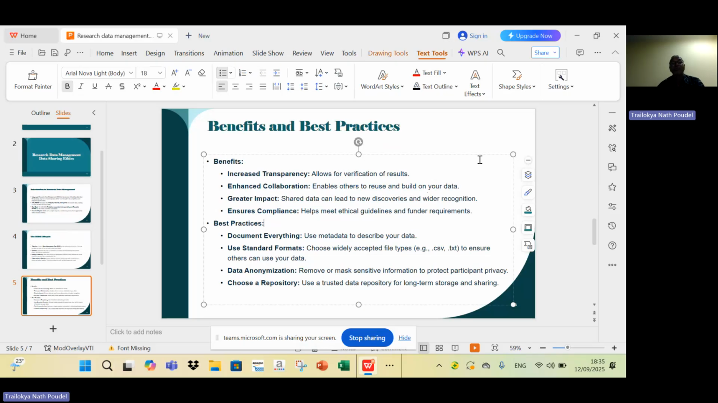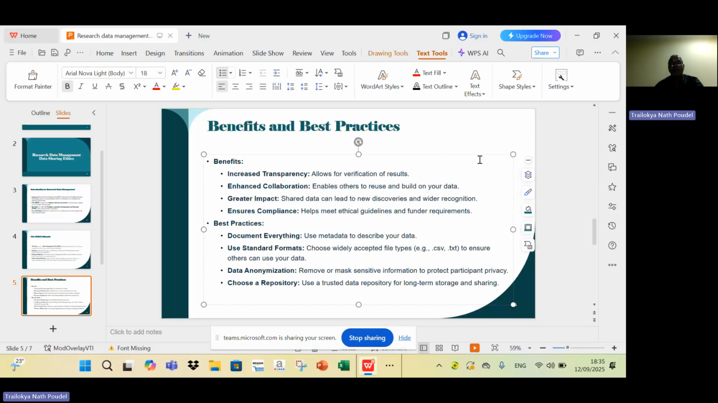Similarly, there are ways how we can best practice RDM. And the first is document everything. Use metadata to describe your data, and use standard formats. So choose widely acceptable file types, e.g. CSV or TXT, to ensure others can use your data.